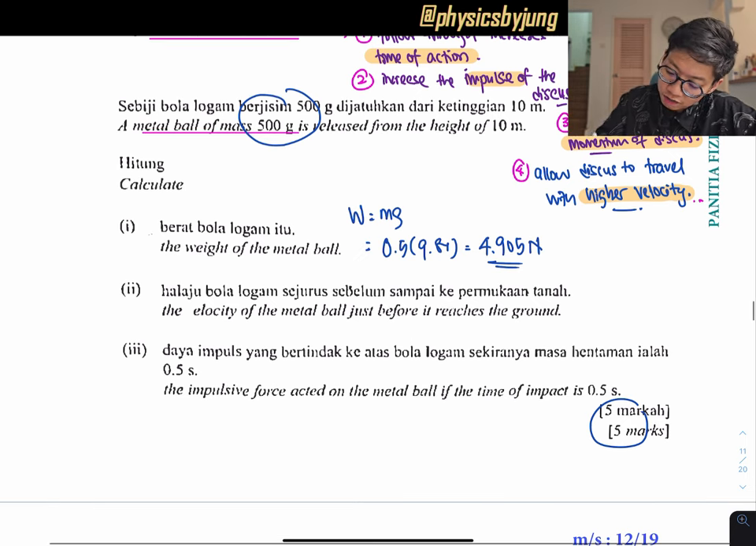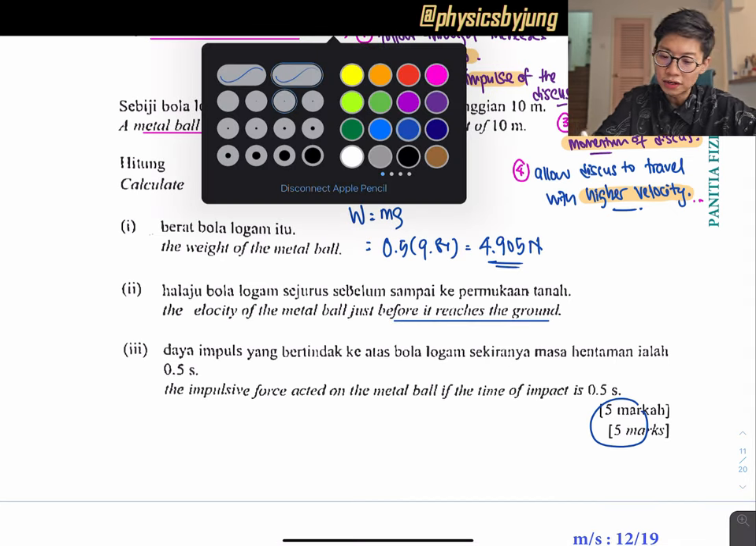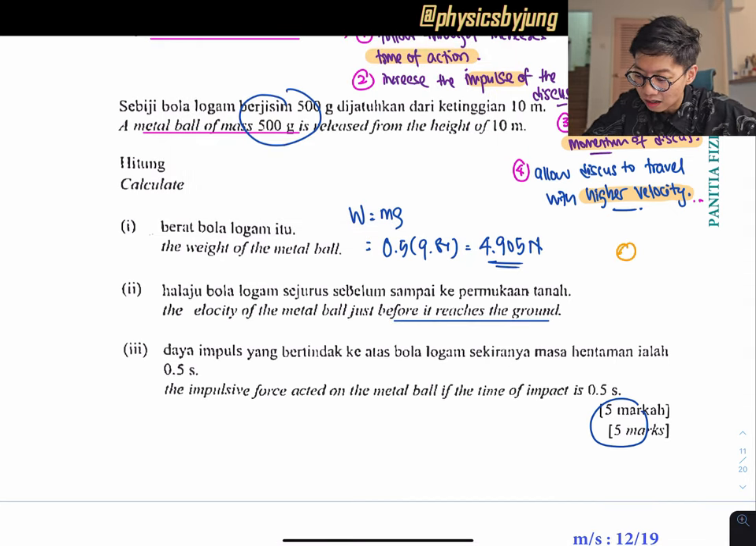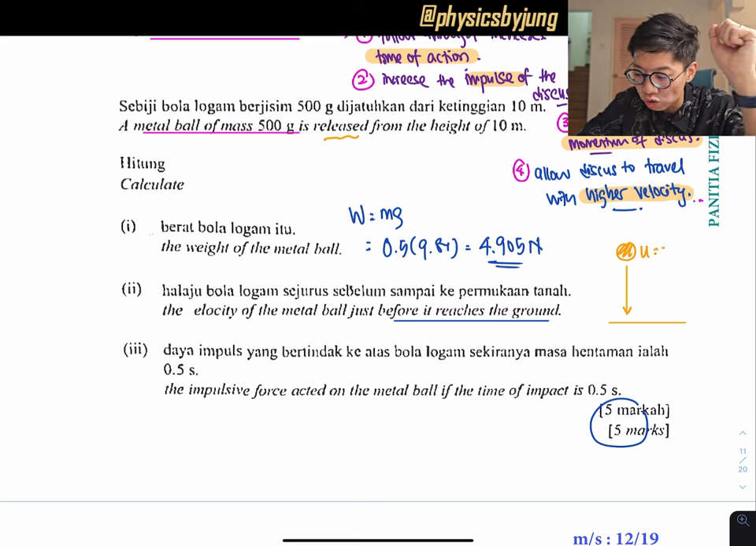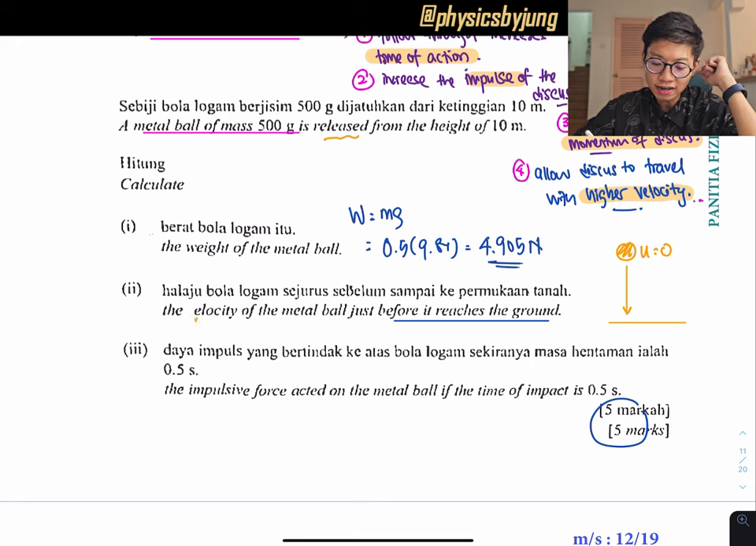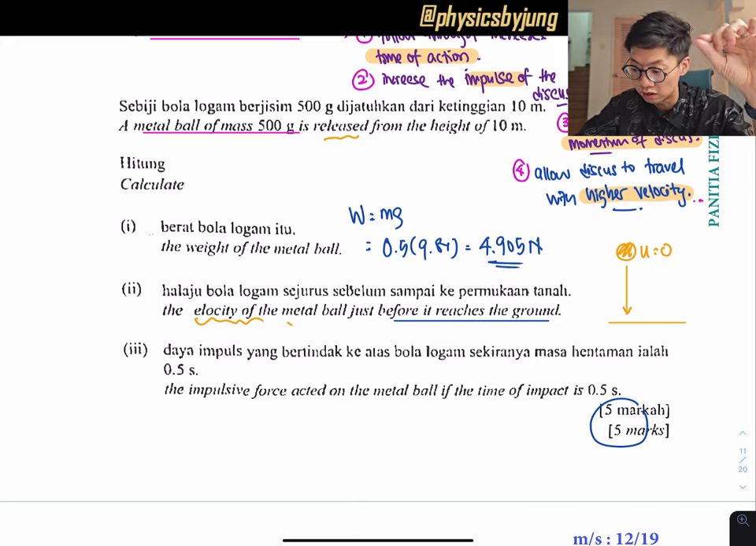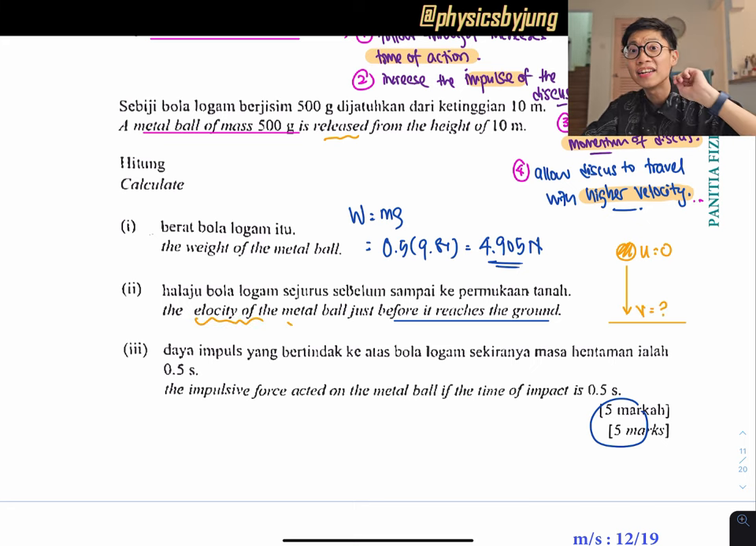So the velocity of the ball just before it reaches the ground. What can we understand here? For me, the best method is always try to draw out your question so that you can understand it step by step, alright? It is released from the height. Released means what? My initial velocity is zero. I want to find the velocity of the metal ball just before it reaches the ground. So when it reaches the ground, you're trying to find the final velocity. So the displacement traveled here is 10 meters, that is my S value.